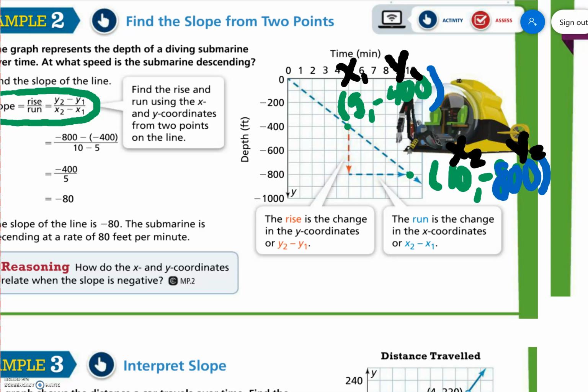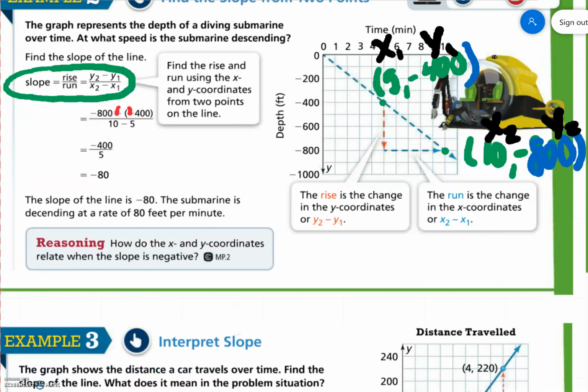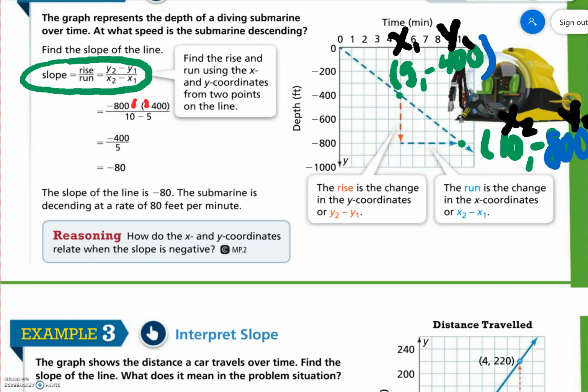So y2, negative 800, minus y1, negative 400, over 10 minus 5. When you see two negatives next to each other, they make a positive. So negative 800 plus 400 is negative 400. 10 minus 5 is 5, and we divide. So the slope of the line is negative 80. The submarine is descending at a rate of 80 feet per minute.